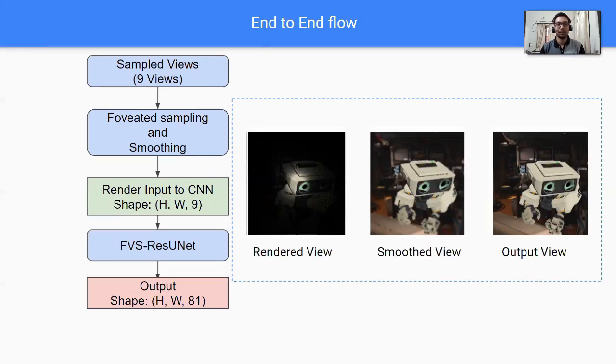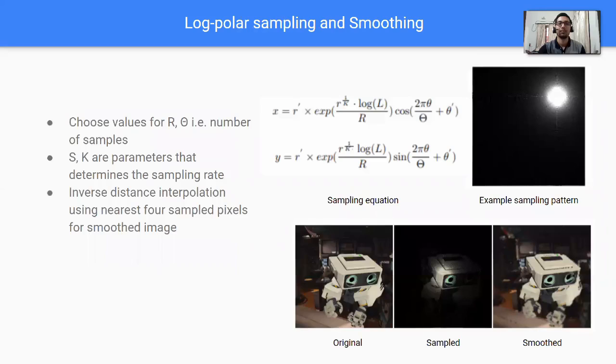First, we select a fixed set of views and render them with foveated sampling. This would be a small fraction of the total light field. Then these images are smoothed, which is used as input to our CNN, which we call FES ResUnet, which then reconstructs the full light field from limited data. Let's look into each of these steps.